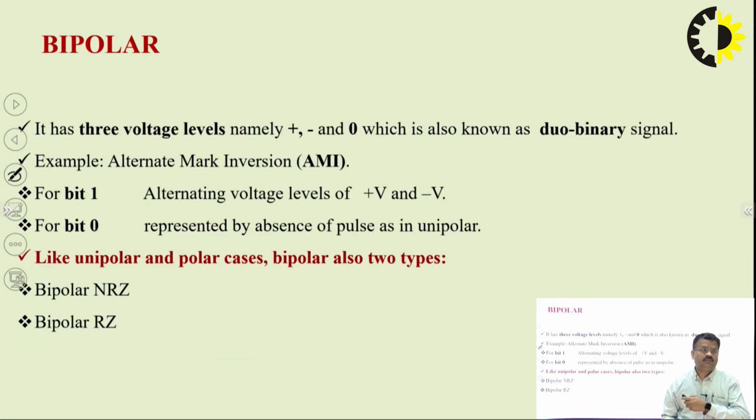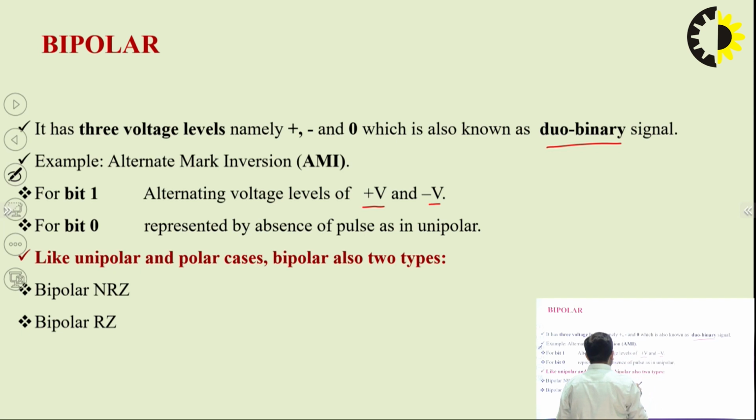Okay. Now bipolar. Bipolar means polarity in two ways. So we can say here plus, minus and 0. Three voltage levels, like example AMI. And this is also called a binary signal.